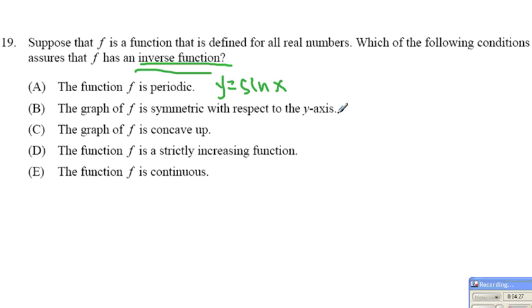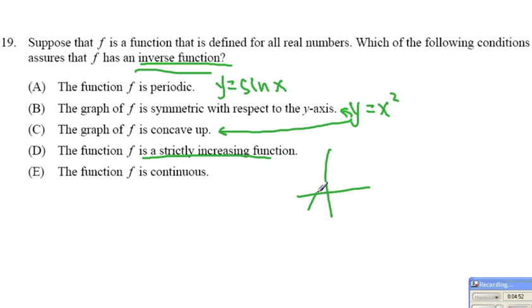Symmetric with the y-axis, once again, it's not going to work out. We can think of y equals x squared as one case. Concave up, I can use this one for this argument and also this argument. All right, those things cannot be done either. Now, function is strictly increasing. That makes sense. Strictly increasing means whenever we have the function, it's just going to keep on increasing. Whatever the concavity would have been, it just keeps on increasing no matter what. So therefore, in this case, we will have an inverse function also. So therefore the answer will be choice D.